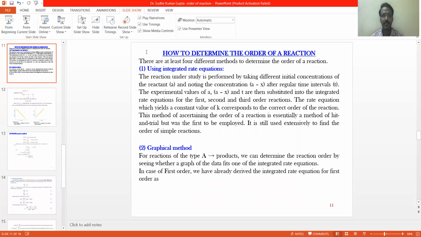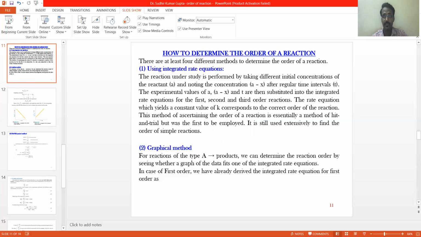So coming on to the first method, that is integrated rate equation. In the rate equations we have seen there is a factor a minus x, and it varies differently with time, because of which we have different equations for first order reaction and second order reaction. So what we will do, we will put the values of a minus x, t and a in different equations for the first order reaction and second order reaction with different initial concentrations.